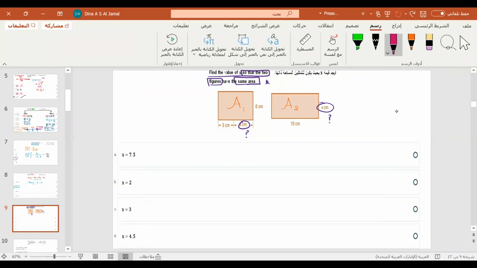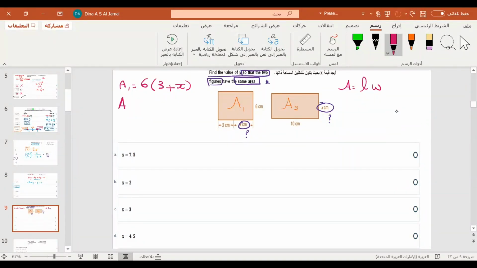So let me have the first area, area 1. How can I calculate it? So in general, for any rectangle, it is L by W. So I'm having here 6 multiplied by 3 plus x.